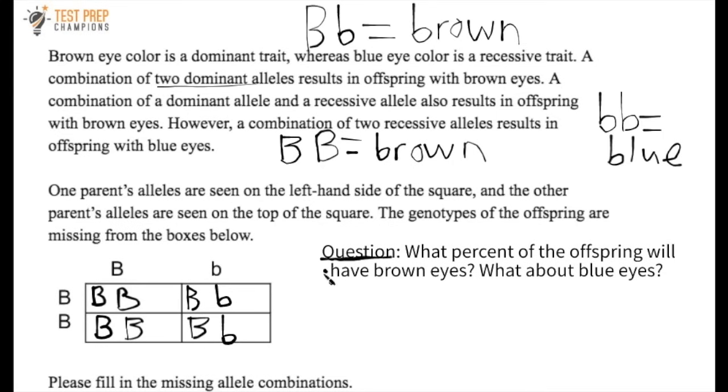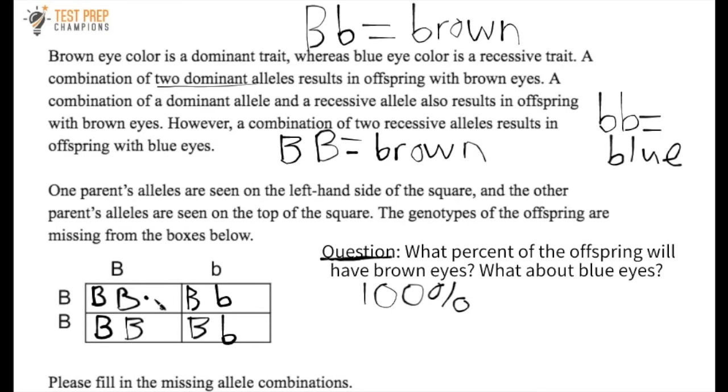So first of all, you have to understand here that this chart shows four possible combinations. So we've got 1, 2, 3, 4. Now, in each case, we've got big B, that would be brown, big B, that's brown, little b is also brown, little b is also brown. So in each of the four cases, the offspring will have brown eyes. So actually, for the first question here, it's going to be 100% will have brown eyes.